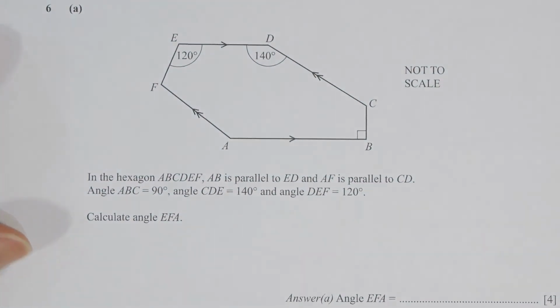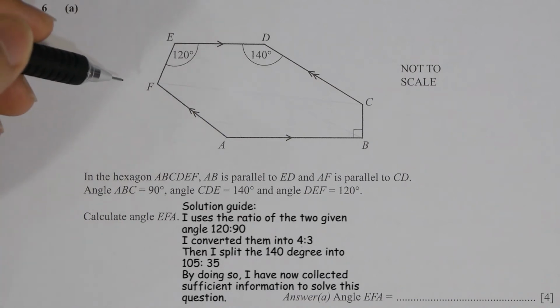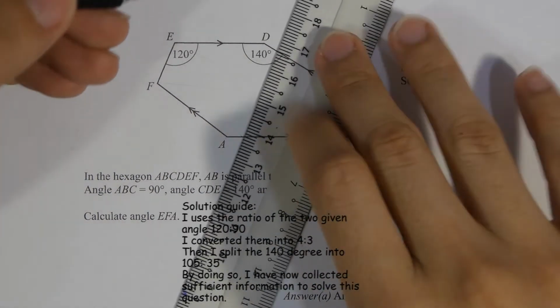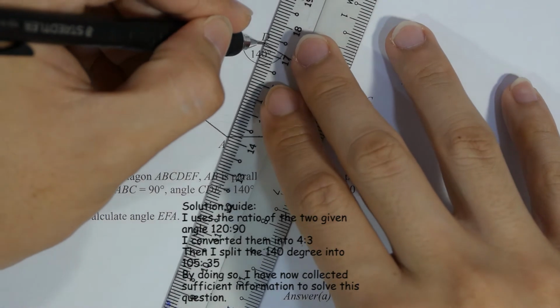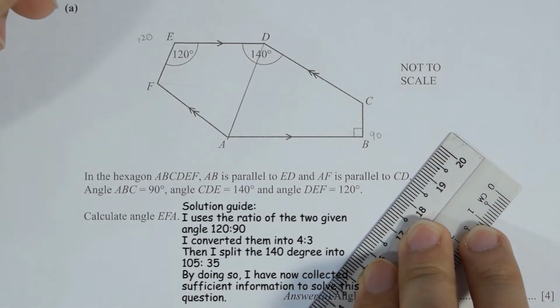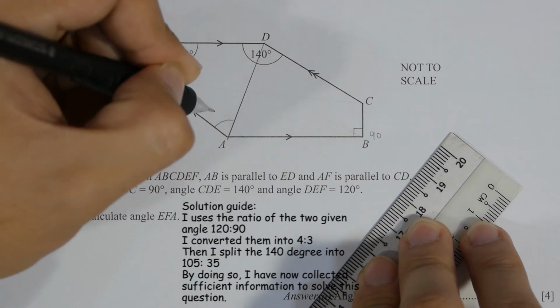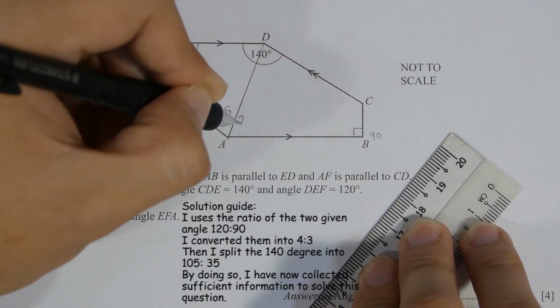Question 6a. The first thing that I identified is the angles CBA and FED. So I treat it as a ratio. I multiplied it to the 140 degrees, so the results that I've gotten will be 105 and 35 respectively.